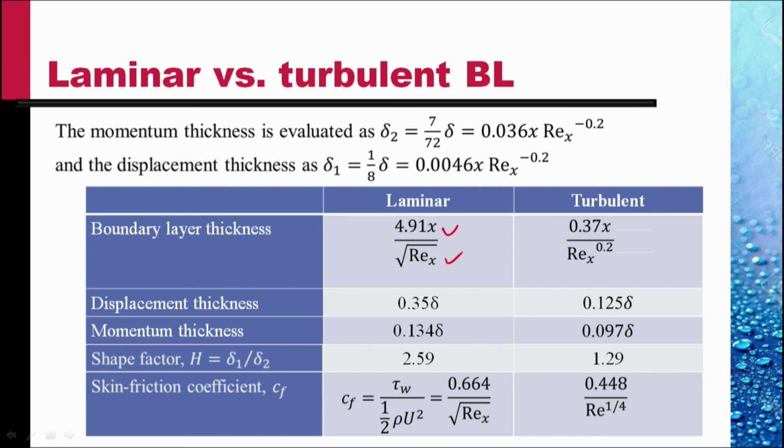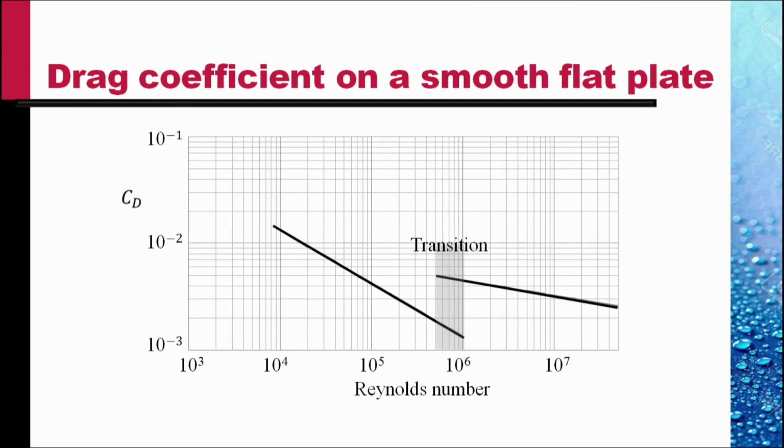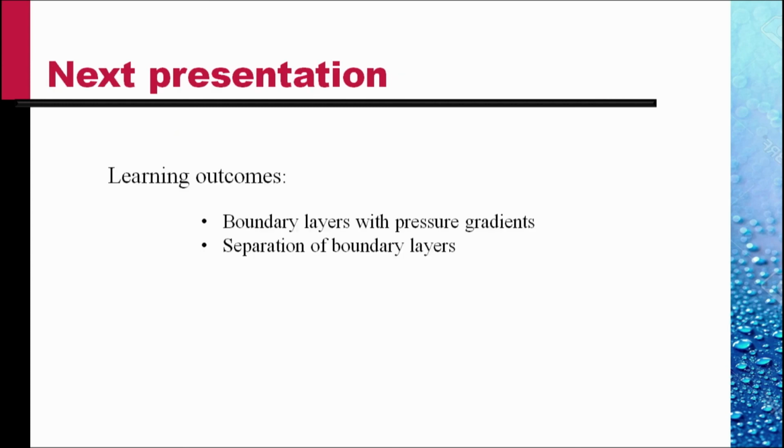Skin friction coefficient decreases as root x in laminar flow, but as x raised to power 1/4 in the turbulent flow. This graph shows typically the variation of drag coefficient with Reynolds number. The transition occurs at a value of Reynolds number based on the distance x of about 5 into 10 to the power 5. The drag coefficient reduces at a much lower rate in the turbulent flow than in the laminar boundary layer. Thank you very much.